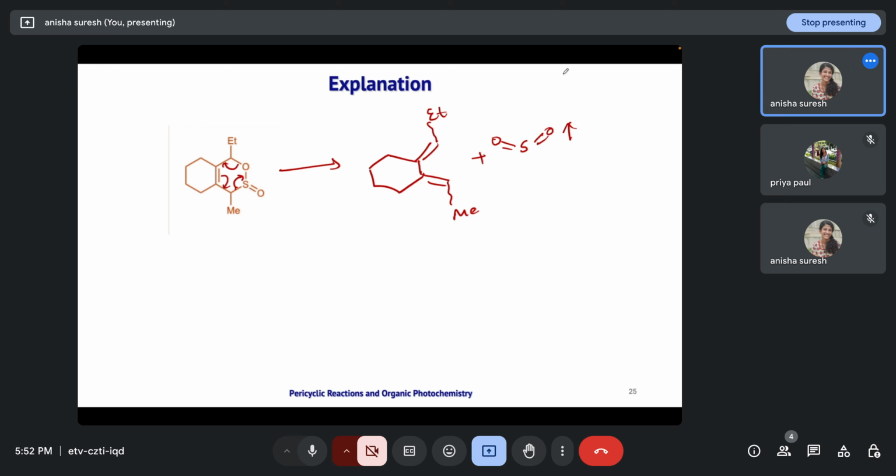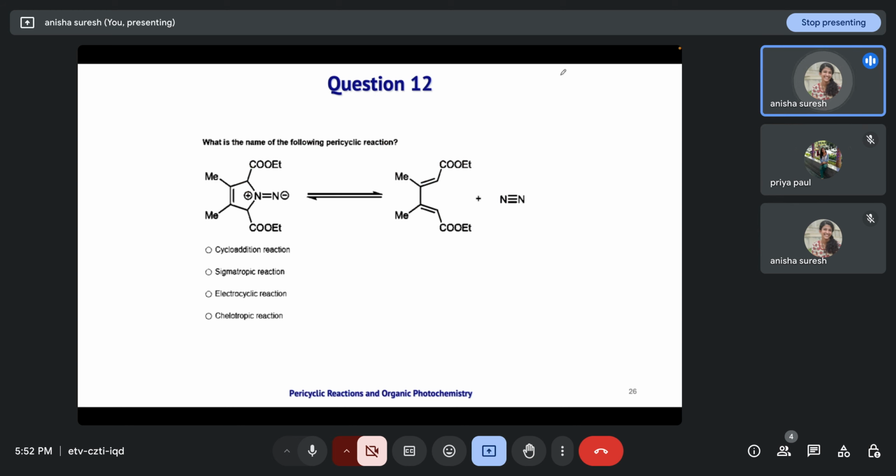Clear? Yes, clear. Now coming to the next question. What is the name of the following pericyclic reaction? This is the starting material. It is giving this product and one molecule of nitrogen. So whether it is known as cycloaddition reaction, sigmatropic reaction, electrocyclic reaction or chelotropic reaction. Chelotropic, because a small molecule of nitrogen, which is a stable molecule, is getting removed. This is known as a chelotropic reaction.